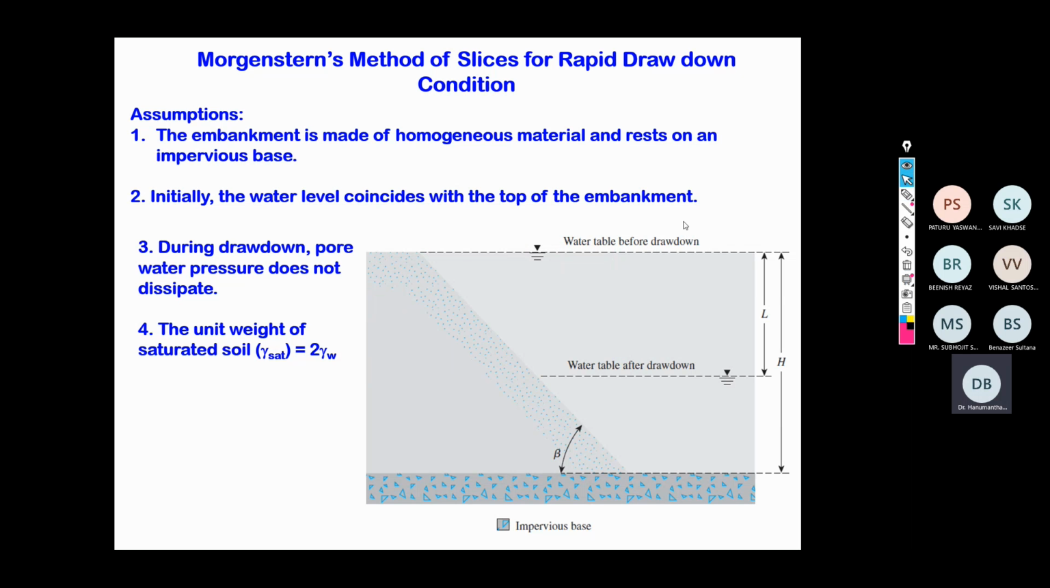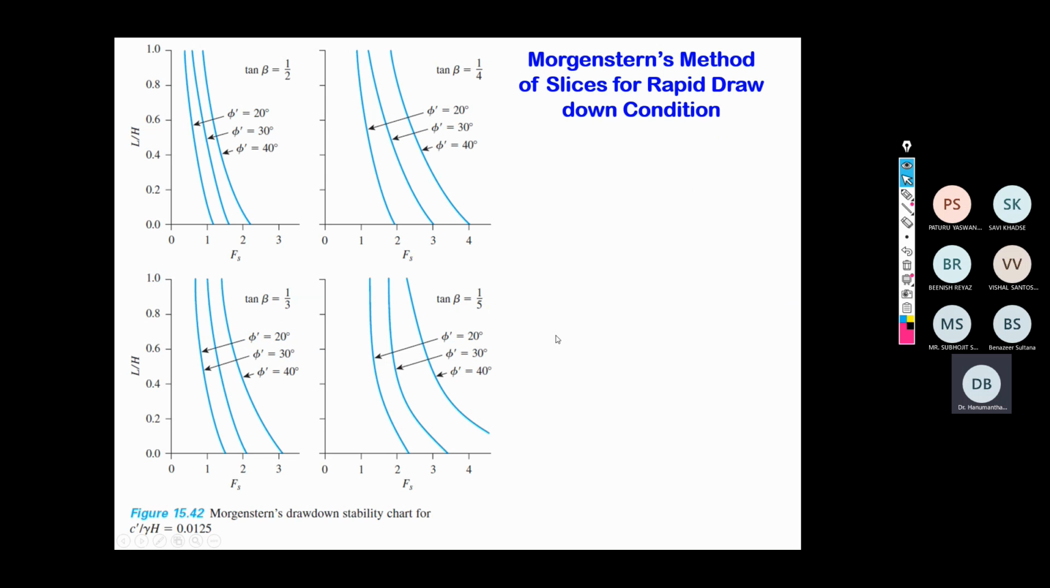Now here there are two parameters, that is L and H, where H is the total height of the water at the initial condition, and L is the height of the water that is lowered from the higher elevation to the lower elevation, where beta is the slope angle. So for the case of the drawdown, Morgenstern has proposed an equation.